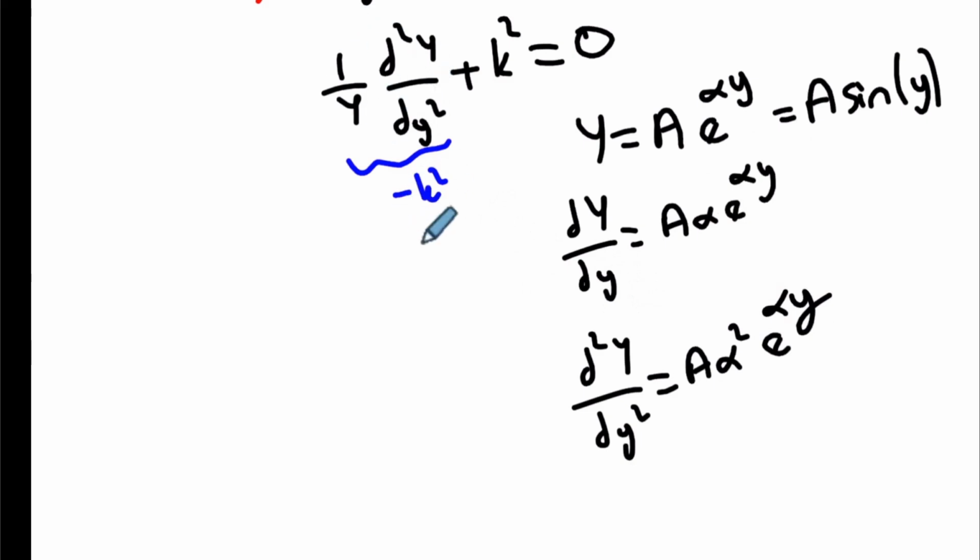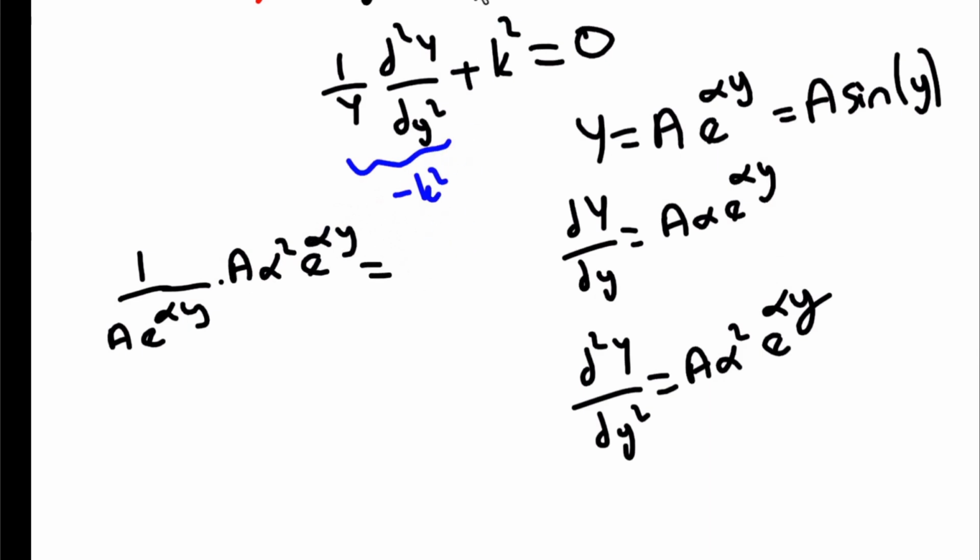So what do I know? The entire equation is equal to minus k squared. My goal is to reach y in some way, friends. Therefore, I set the entire equation equal to minus k squared and say, let's do it like this. I said 1 over y should be equal to A times e to the power of alpha y. Multiply. There is a second derivative here. Look, what is the second derivative equal to? A times alpha squared times e to the power of alpha y. What is it equal to, friends? Negative k squared.